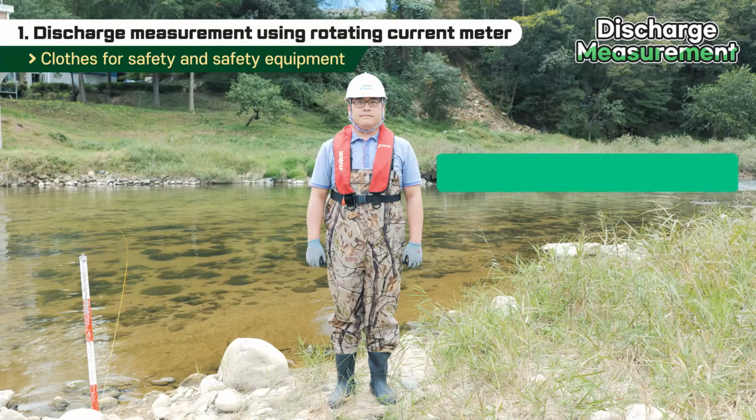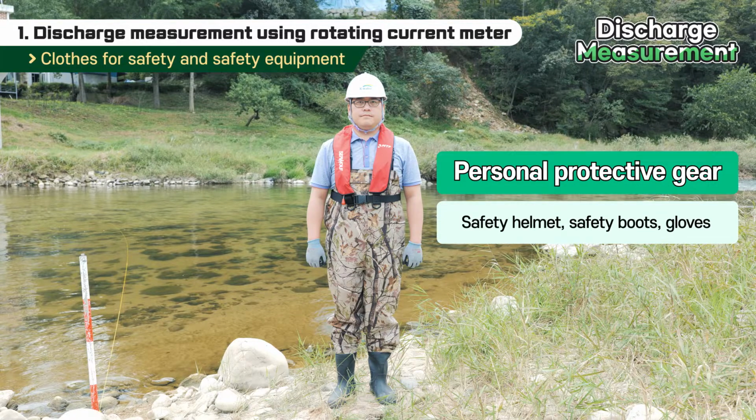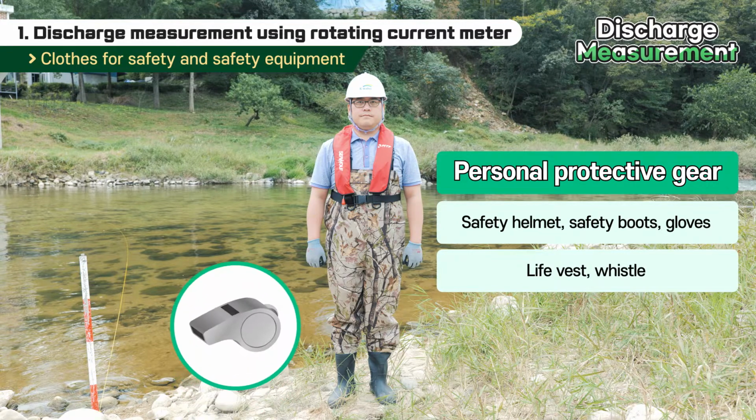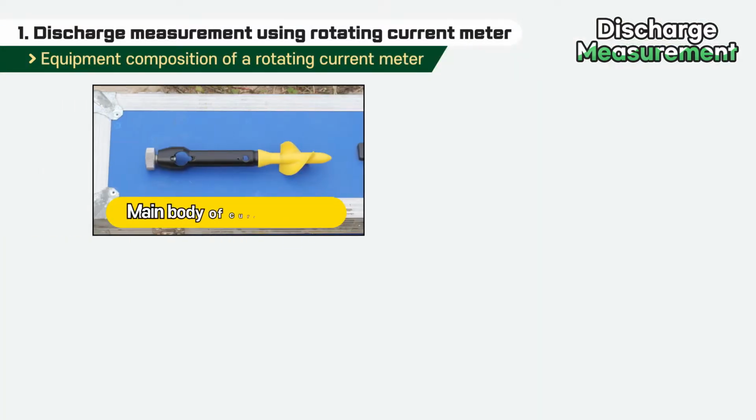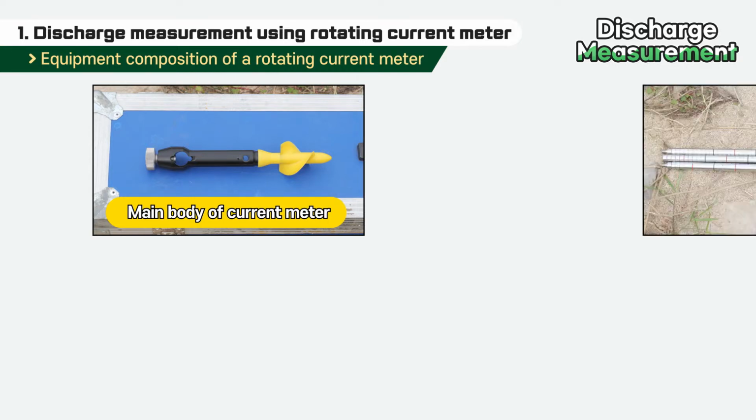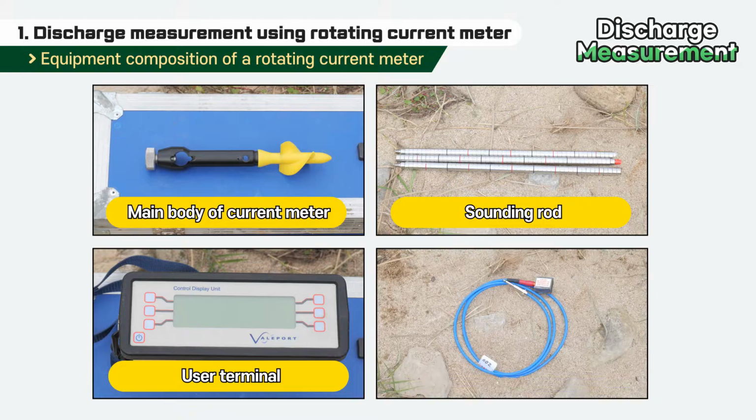Field workers must wear personal protective gear to prepare for safety accidents. Personal protective gear includes safety helmets, safety boots, gloves, life vests, and whistles, and they have to wear waders if the water level is high. The rotating current meter is composed of the main body of the current meter, sounding rod, user terminal, and cable.